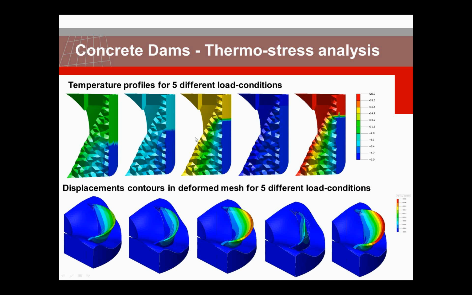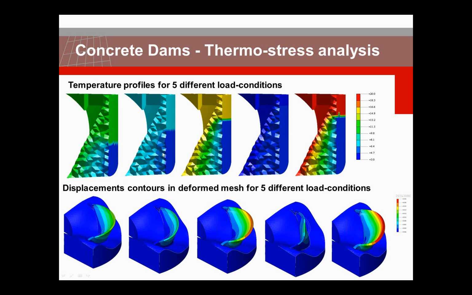On the top 5 figures that you see here, we have the results of the heat flow analysis, which is a steady state heat flow analysis for the different loading conditions. On this side you see the level of the water with the low temperature, 5 degrees for the water, and on the other faces of the dam you see the environment temperature, which varies with time. With this steady state heat analysis, we can calculate the temperatures in every element of the structure.